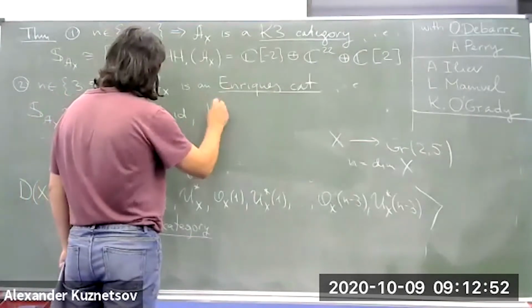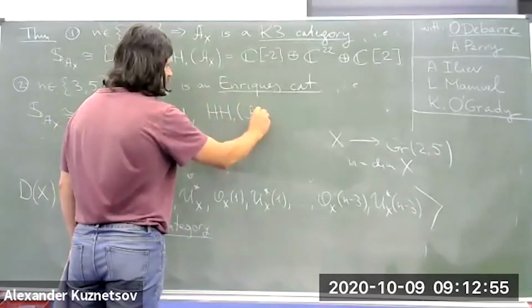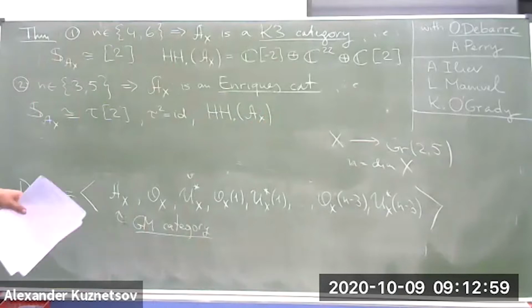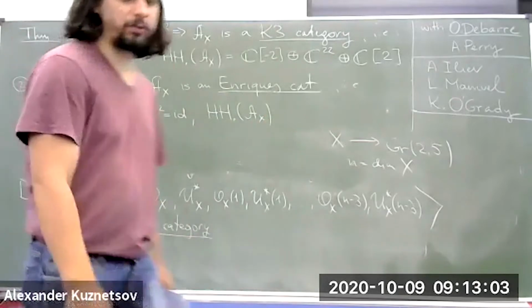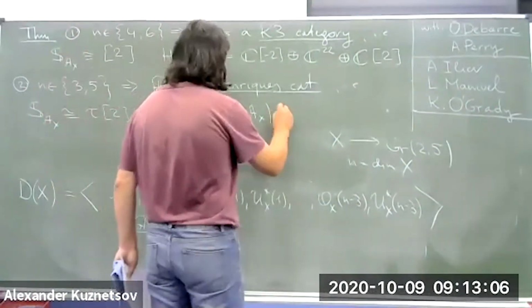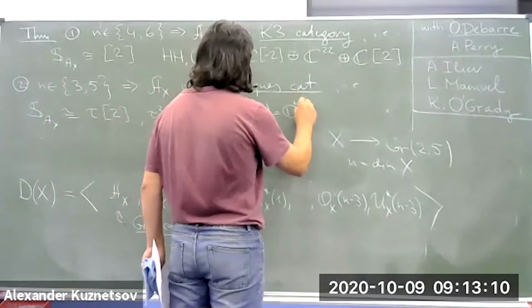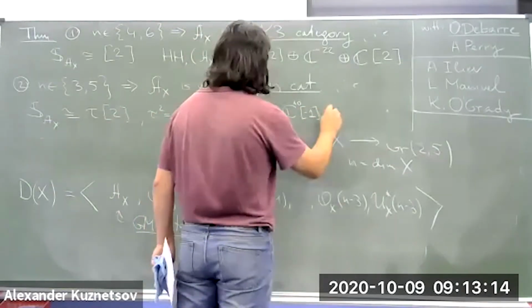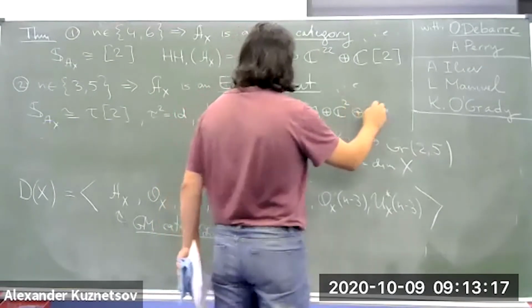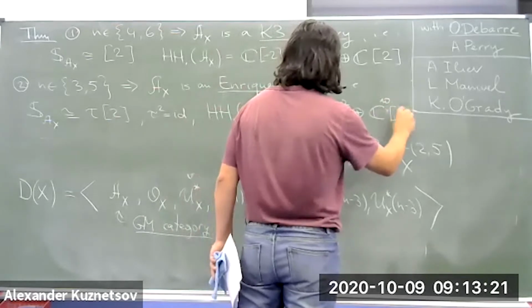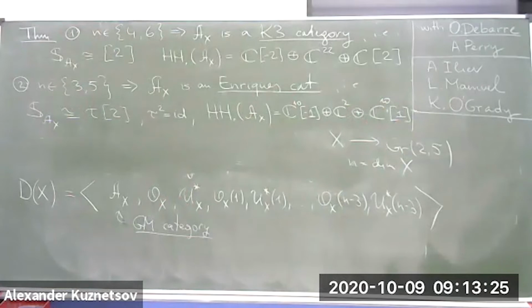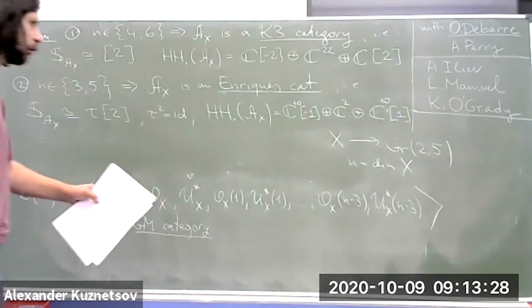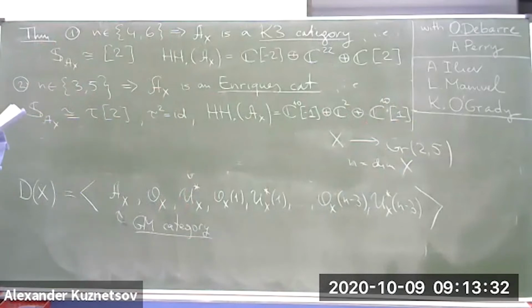And also, one can compute the Hochschild homology of this category in this case. But in this case, it doesn't look like the Hochschild homology of an Enriques surface. The behavior is somewhat different. So there is a 10 dimensional space in degree minus 1 and 1, and a 2 dimensional space in degree 0. So from the point of view of Hochschild homology, it looks more like the derived category of a curve of genus 10. So the category is a kind of mixture of these two things.